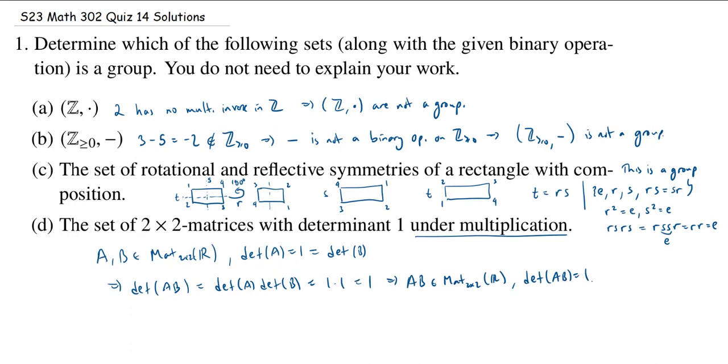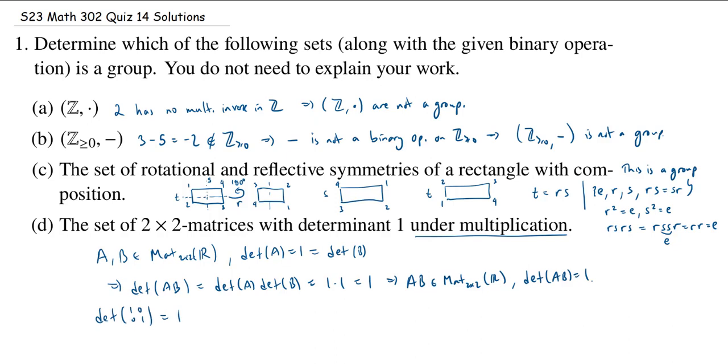Okay, cool. So we have closure here, right? We really do get a binary operation. This is matrix multiplication. We already know that's associative. Do we have an identity? Well, there is an identity matrix, and the determinant of the identity matrix, which is just 1, 0, 0, 1, is 1. It's just the product of the diagonals when you have a diagonal matrix. So that means the identity is in this set of matrices with determinant 1.